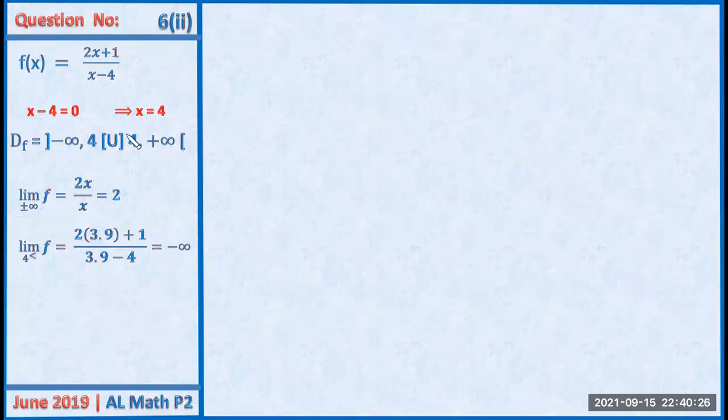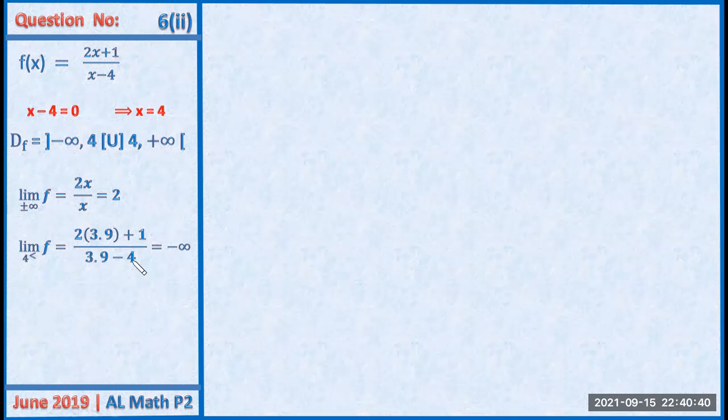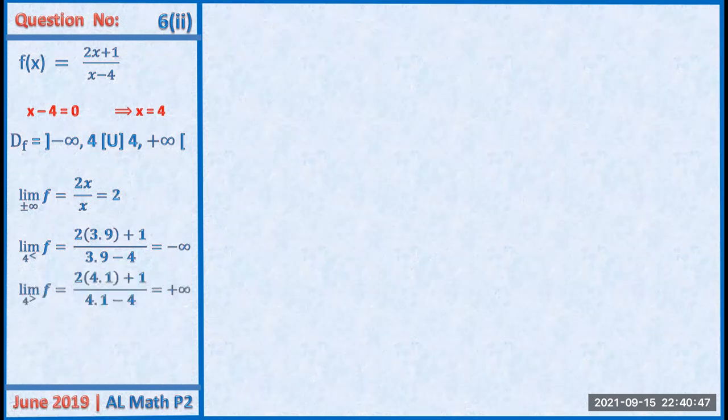Now we have to take another limit as x tends to 4 from above. So we can take 4.1. I have 2 times 4.1 plus 1, that is positive. And 4.1 minus 4 is positive. Positive divided by positive is positive. So this gives us positive infinity.